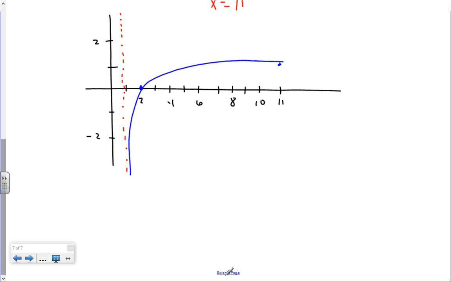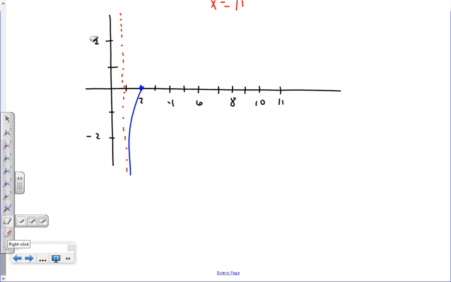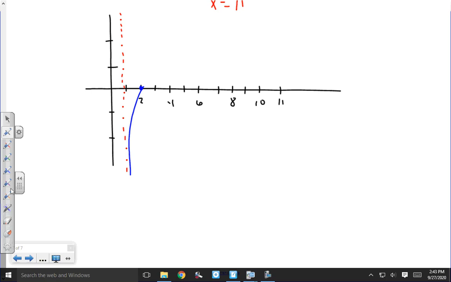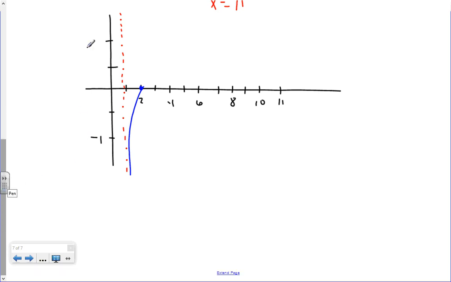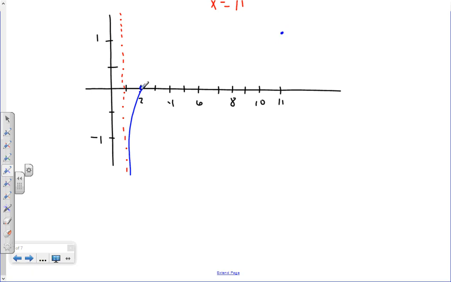Yeah, I probably should have changed the scale up here. Let me do that, so it's a little better to look at. Let's make this be negative 1 and this be positive 1. So now this will be up here. It's a little bit easier to sketch as well. Okay, there's what I expect to see for that function.